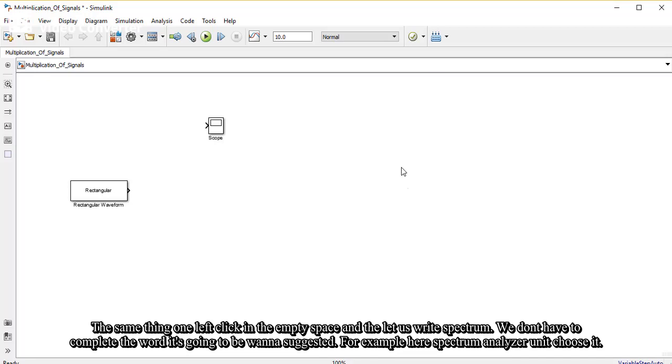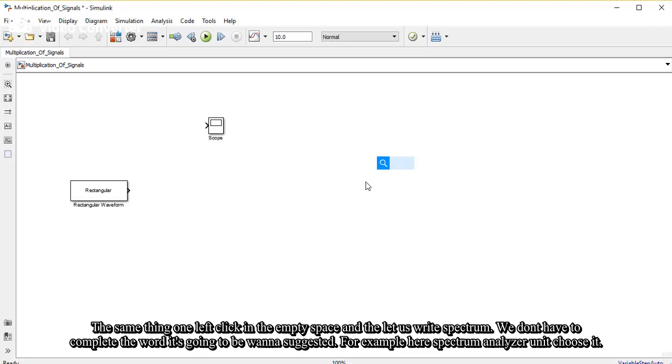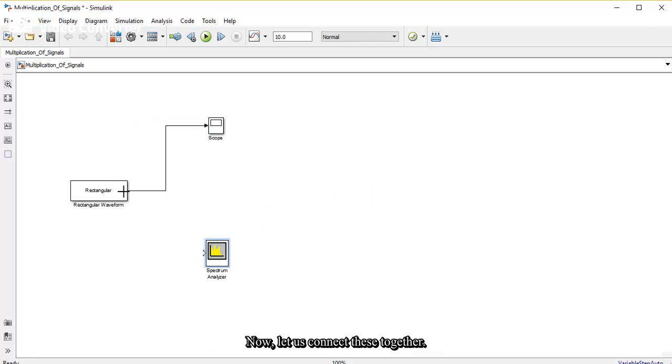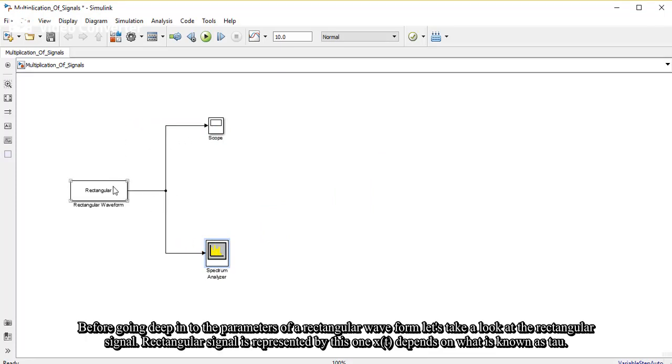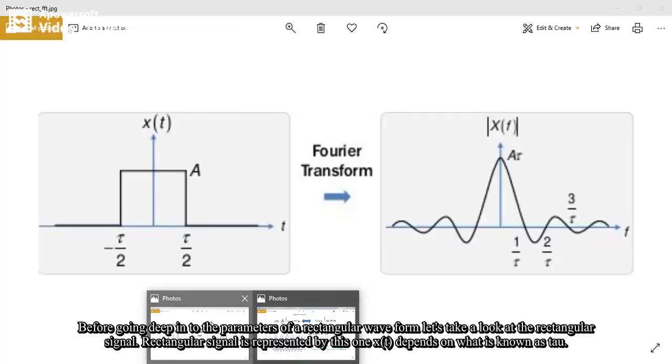The same thing, one left click in the empty space and then let's write spectrum. We don't have to complete the word, it's gonna give us some suggestions. For example, here spectrum analyzer, we're gonna choose it and then drag it. Now let's connect these together. Before going deep into the parameters of a rectangle waveform, let's take a look at the rectangle signal.